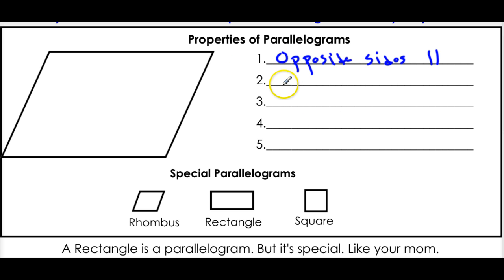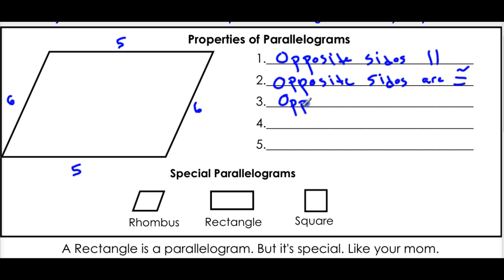Another way you can know something's a parallelogram is if opposite sides are congruent. If the opposite sides are congruent, well, then it's a parallelogram. So for example, if I knew that this was 5, this was 5, this was 6, this was 6, well, since opposite sides are congruent, then I know this figure is a parallelogram.